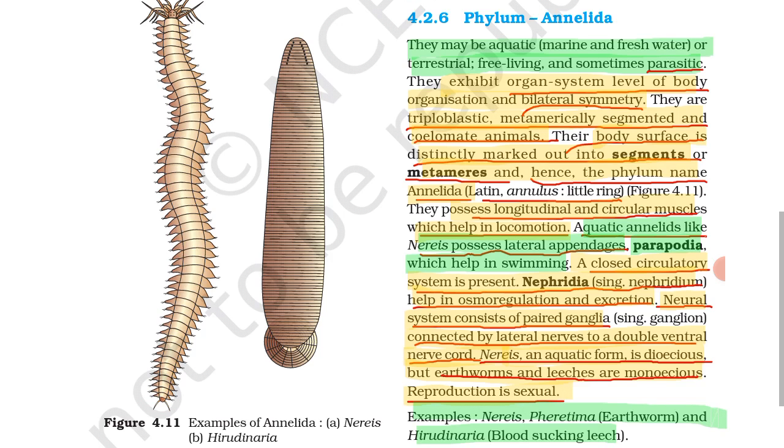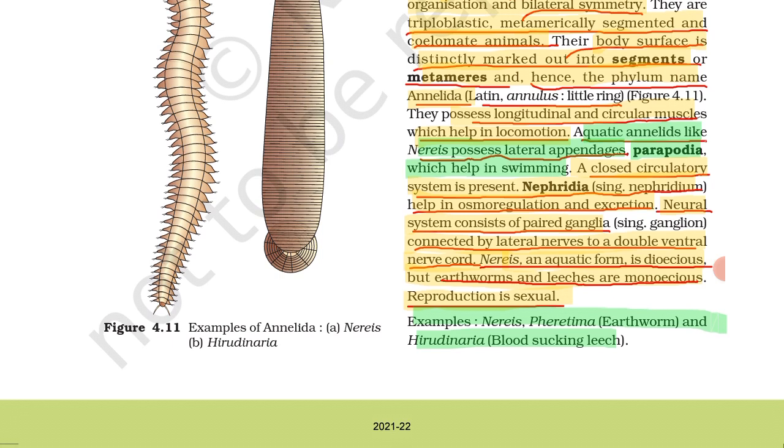The next is examples. Keep in mind that Nereis is an aquatic form. Pheretima is also called earthworm. Pheretima, earthworm. Hirudinaria, blood sucking leech. Why is it called a blood sucking leech? Whenever these leeches are applied on the human body, in the thigh or hand or limbs, wherever we apply this leech on our skin, it sucks out blood from our body, so it is called a blood sucking leech.